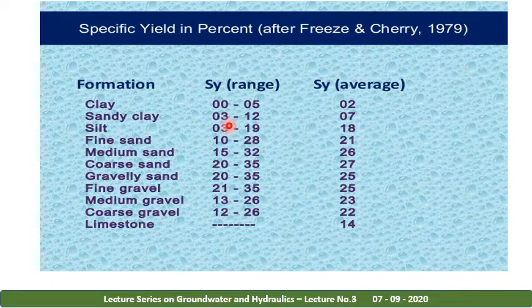Then sandy clay will be having 3 to 12%, silt 3 to 19%, fine sand 10 to 28%, medium sand 15 to 32%, coarse sand. You can see here how the material is getting coarser, the range is also increasing. That means coarser material will be having a higher percentage of yielding capacity.